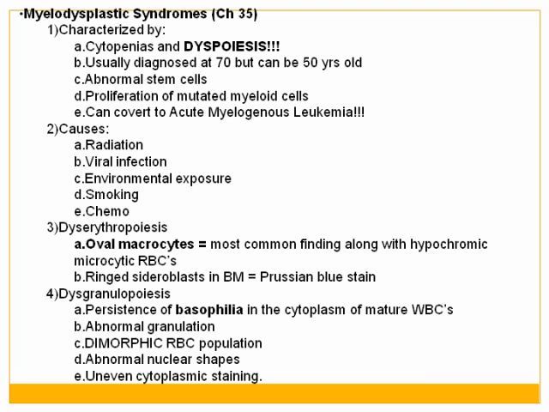Oh, there should also be a dimorphic red cell population. I'm not sure why that's under dysgranulopoiesis. That should be under the dyserythropoiesis. My apologies.